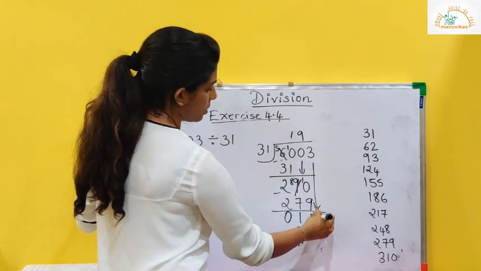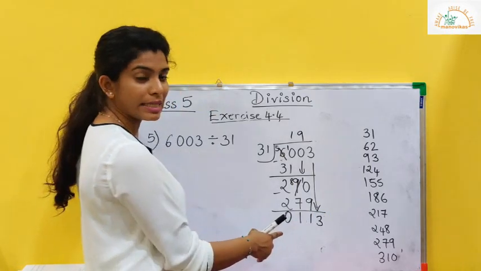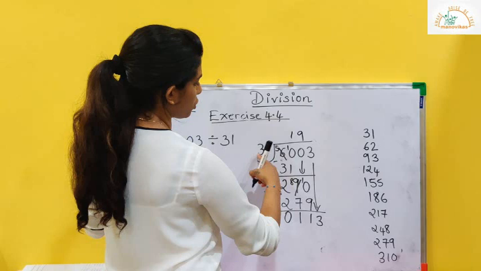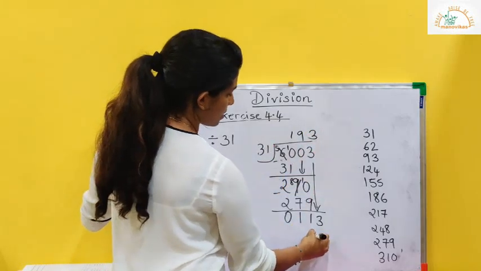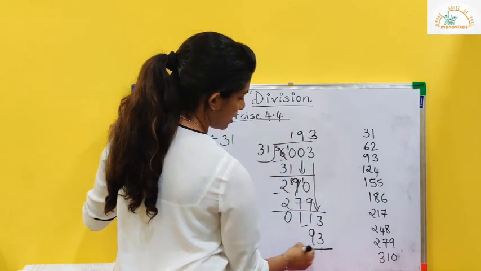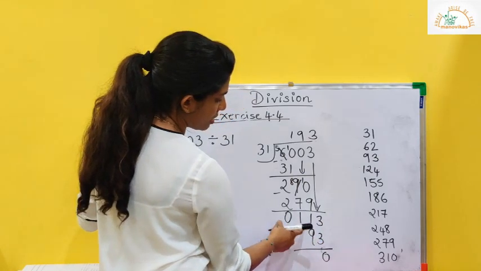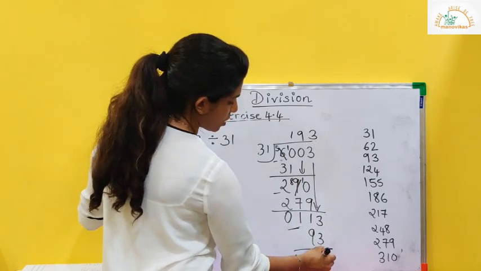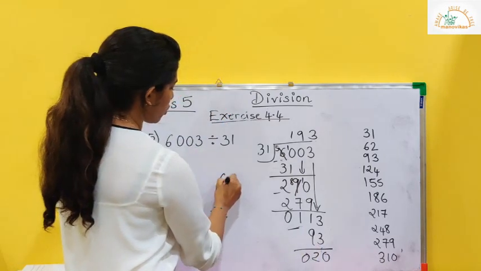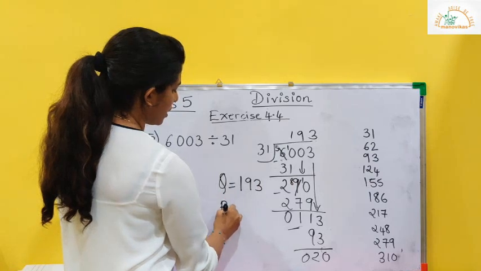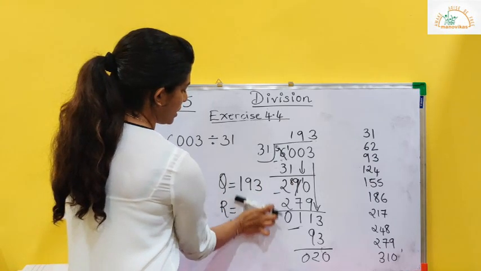Now I bring down 3. So I got 113. Now I have to see which number is closer. That is 93 here. So 31 3s are 93. 3 minus 3 is 0. And here 11 minus 9 is 2. So I get quotient equal to 193 and the remainder equal to 20.